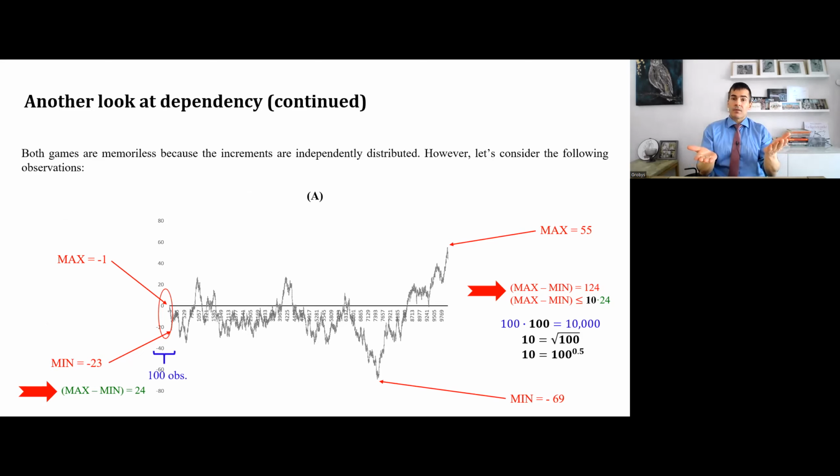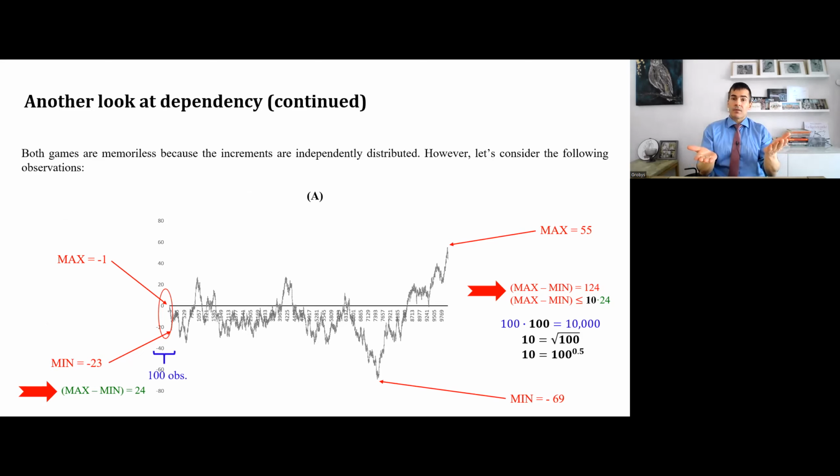So the difference between maximum and minimum is 24, given we consider the first 100 observations, the evolution of the payoff within the first 100 observations. If we consider the whole sample and we check, okay, what's the maximum and what's the minimum value of the process, we see the maximum here is 55 and the minimum is minus $69. So the difference for the whole sample, which is 100 times larger than the initial sample, is 124.